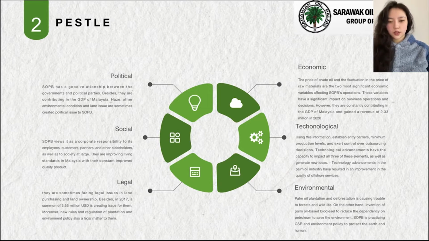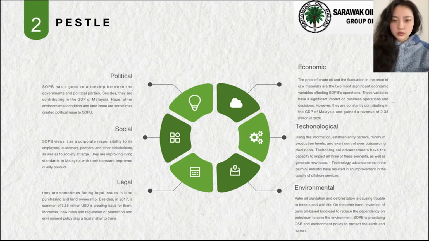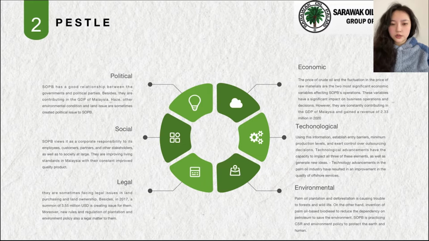About the economic, the price of crude oil and the fluctuation in the price of raw materials are the two most significant economic variables affecting SOPB's operations. About the social, SOPB views it as a corporate responsibility to its employees, customers, partners, and other stakeholders, as well as to society at large. And the technology. Using this information, establishing entry barriers, minimum production levels, and extra control over outsourcing decisions. Technological advancements have the capacity to impact all three of these elements as well as generate new ideas.